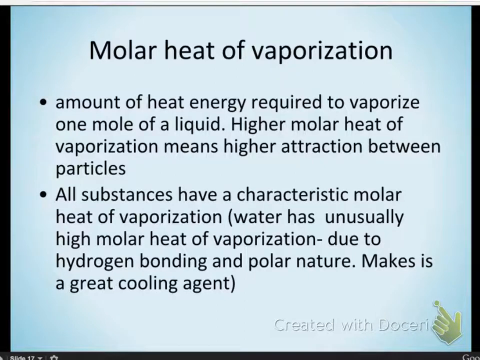So, every single substance known to humankind has a characteristic heat of vaporization. This is one way you can test to see what a substance is. Try to vaporize it. What's its boiling point? How much energy does it take to vaporize it? And that starts to give you a clue about what you're dealing with here.